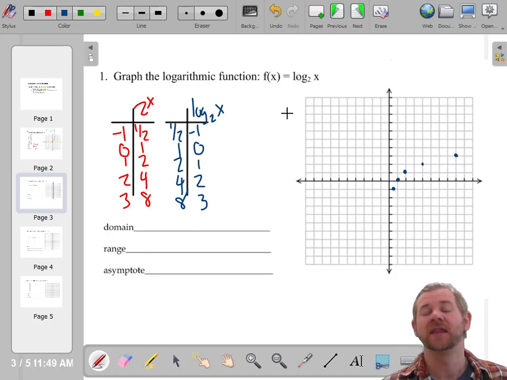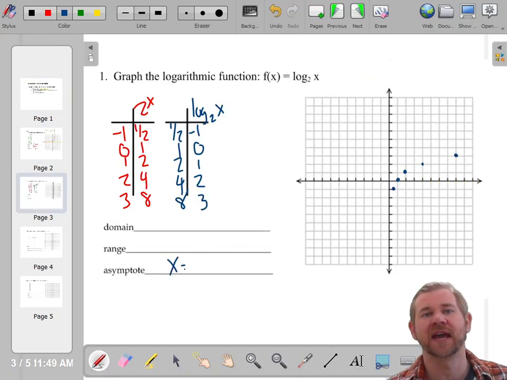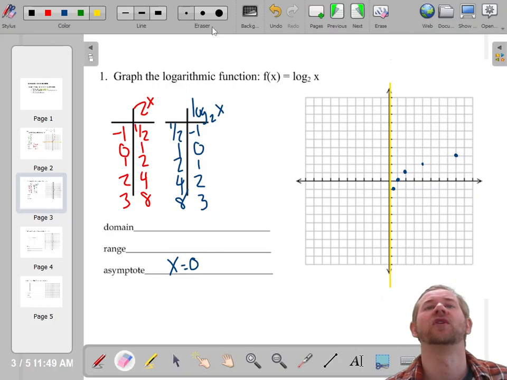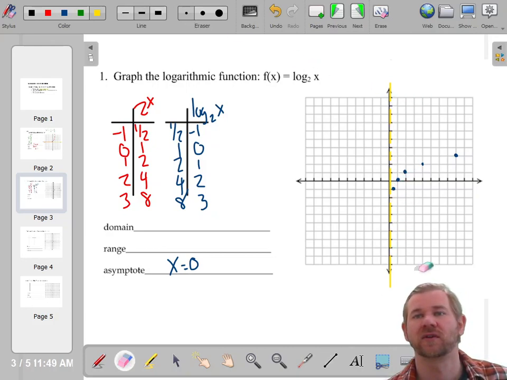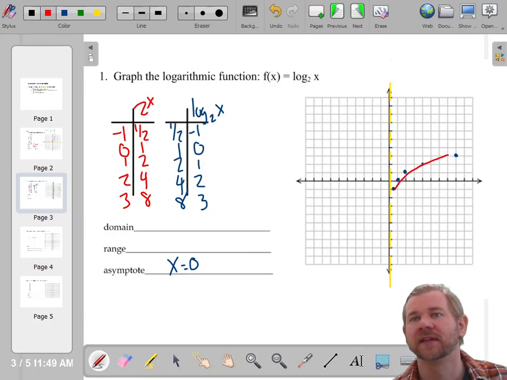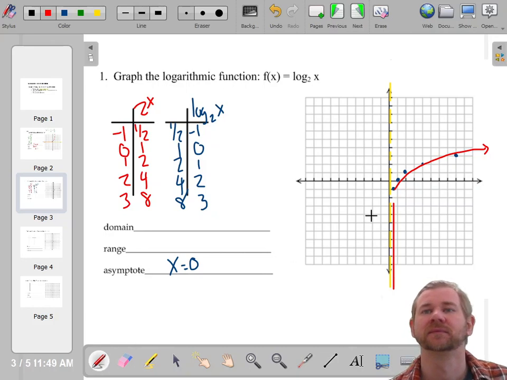Now, this follows the horizontal shift. So since it didn't move left and right, the asymptote is x equals 0, because instead of y equals 0, we're using x now. So this is a vertical asymptote, and it's not going to hit the vertical asymptote either. So when you draw it, it looks like this, and then it goes down along this asymptote forever.